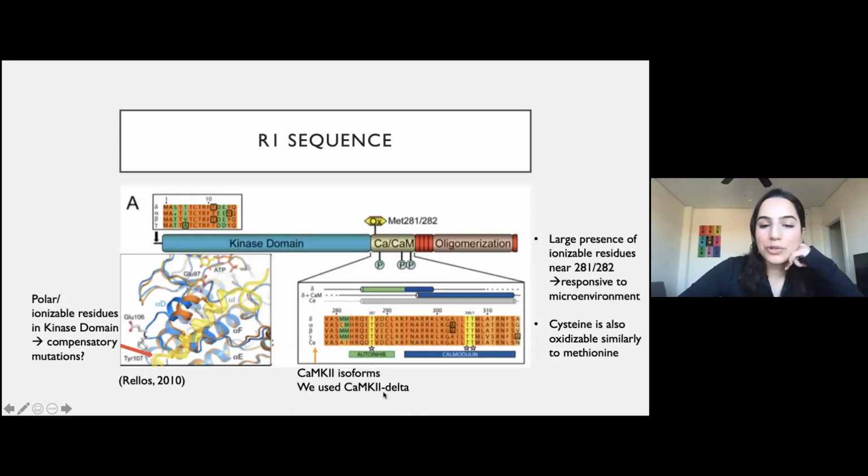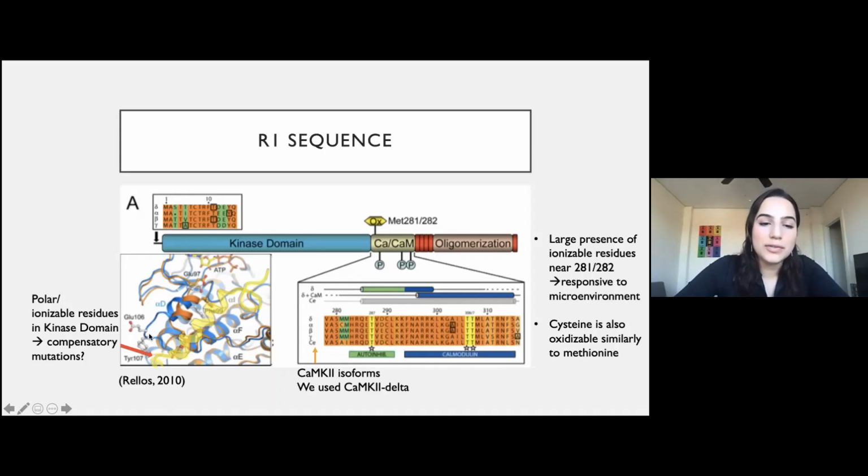So in the lab, we used CaMKII delta, which we see here in the first row, and the sequence at 281, 282 is methionine. So cysteine here, we see cysteine is also oxidizable, similarly to methionine. These are all just different isoforms. And you see here, there's a lot of ionizable residues near this 281, 282 position that suggests that this region is very responsive to the microenvironment of the cell.